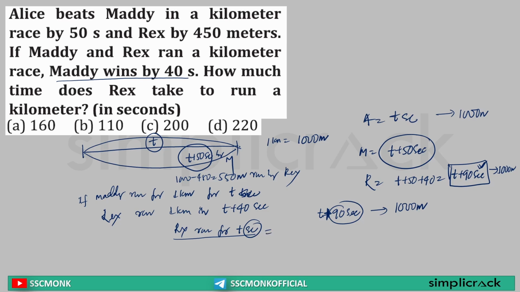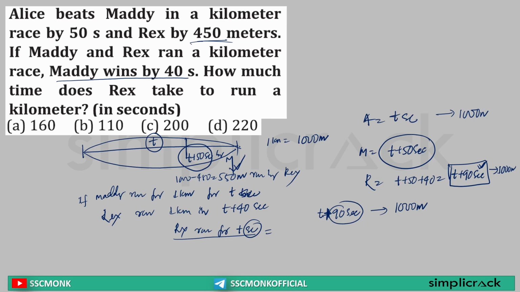Now if Rex runs for t seconds, this means Rex is running 550 meters only in this original time, because in the same time Alice is beating Rex by 450 meters. I understand there are three things to process. First, Alice is beating Maddie and Rex. Second, Maddie is winning over Rex by 40 seconds. That's why it is a bit complicated, but it is easy to understand if we go line by line.